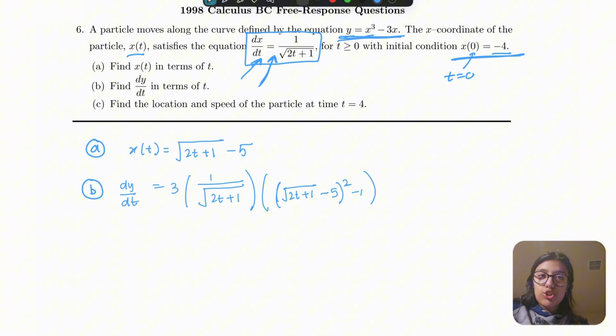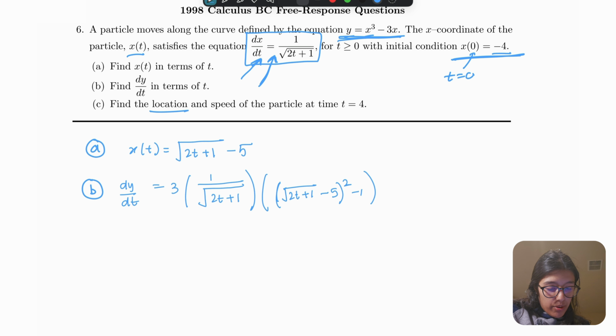This is basically a two-part question. We have to find location and speed. Let's first focus on finding the location. Now the location is going to be a coordinate pair, x comma y, because we have y over here and we have x over here.